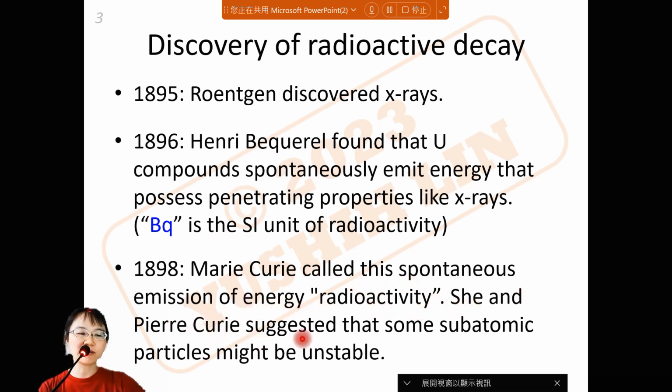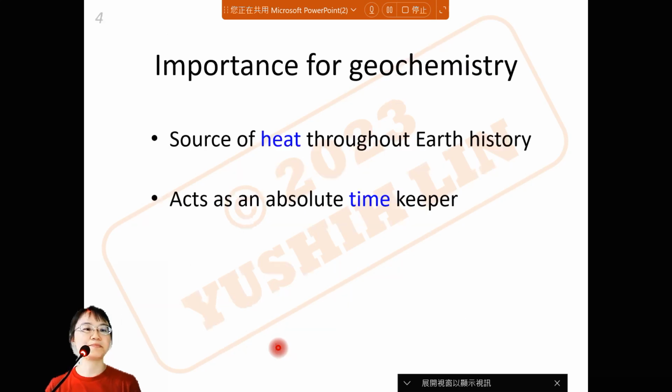She and her husband suggested that some subatomic particles might be unstable. So far, everything is only in physics or chemistry. This has not been applied to geological material. It's important to know there is radioactivity in Earth's material because these radioactive materials, they are the source of heat.